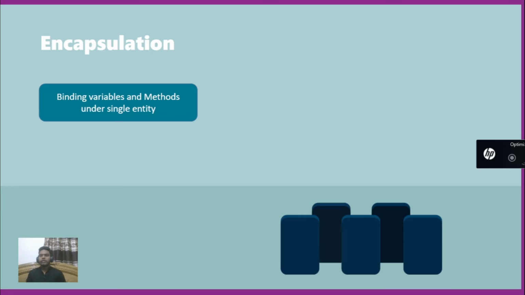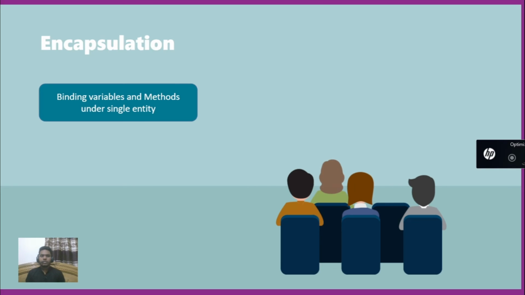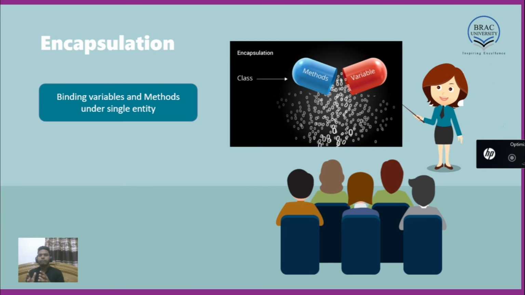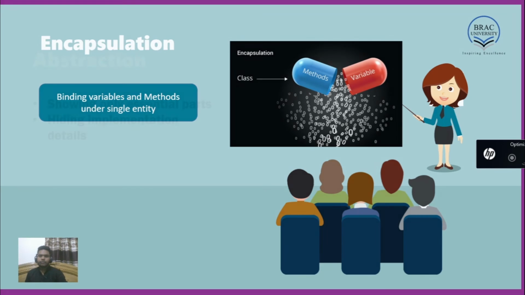Thirdly, we will talk about encapsulation. Encapsulation is also a very important concept. It is binding the variables and methods together as a single entity. So if we have methods, variables, different kinds of attributes and actions, everything in one entity, we can bind that, and we can call this encapsulation in object-oriented programming.